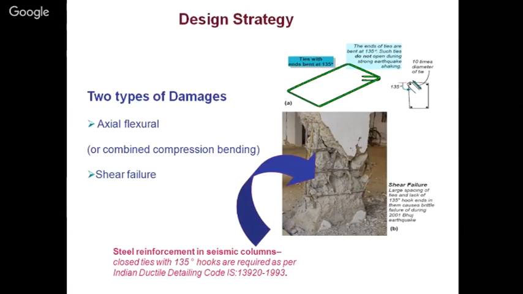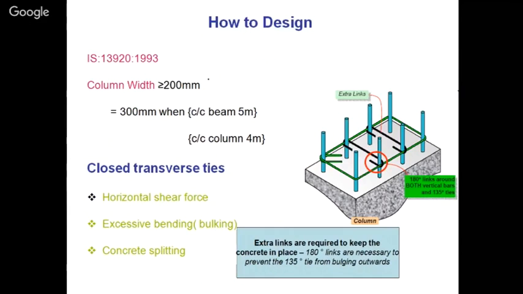Two types of damages: axial flexural and shear failure. It is going to be due to the large tie spacing. If you are not maintaining the spacing of stirrups or ties vertically, in that case you can have axial failure and shear failure. Even in between, for cross ties, you are supposed to maintain those distances. For the intermittent longitudinal bars, you are going to decide where you are supposed to keep these cross links in between.